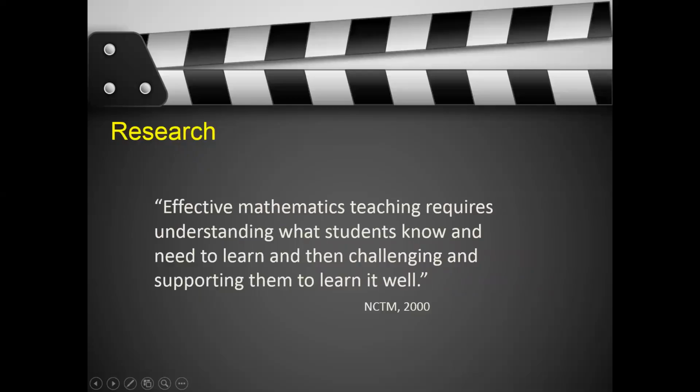How that speaks to me about math stations is that it is very important that we make sure that every student in our classroom grows. We are expected to understand what they know, and then we're expected to challenge them and support them in that learning. And if we only teach whole group, who are we meeting?